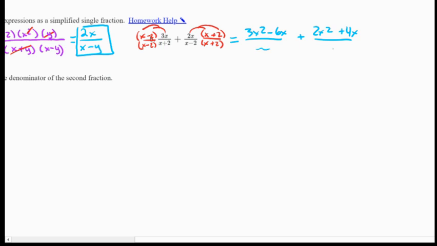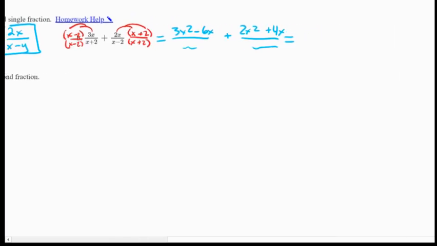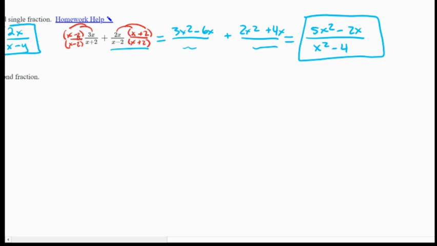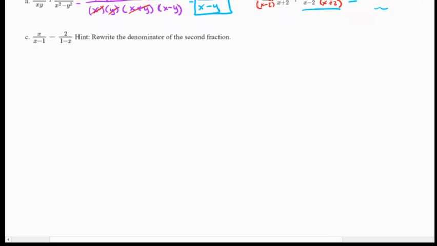Now my denominators are the same, and I'm going to add the tops together. So 3x squared plus 2x squared is 5x squared. It's going to be minus 2x, because negative 6x plus 4x is negative 2x. Then my denominator, x minus 2 times x plus 2, is just x squared minus 4. So there's my single fraction, and I can move on to the last one.